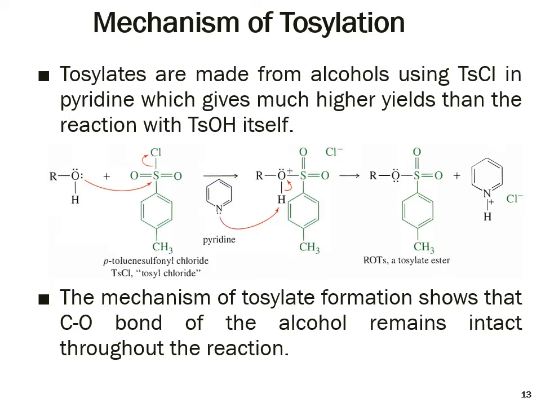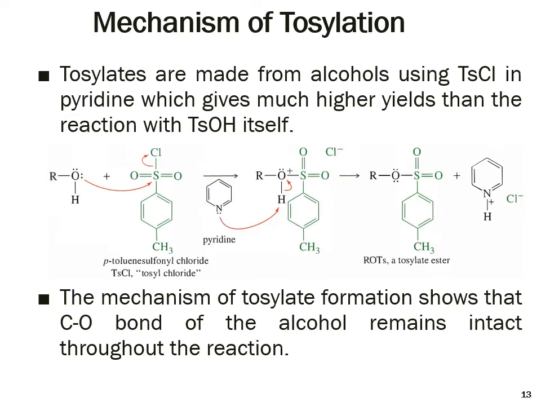So how are tosylates made? They are made from alcohols. We do not really use the para-toluene sulfonic acid directly because its salt, the tosyl chloride, is more reactive and easy to use. So we use the tosyl chloride in pyridine, and it gives much higher yields than the para-toluene sulfonic acid itself. So if you use the tosyl chloride, its mechanism of action is similar.